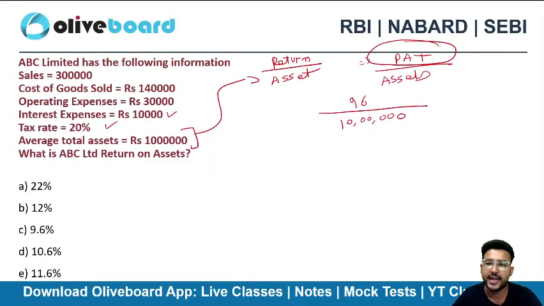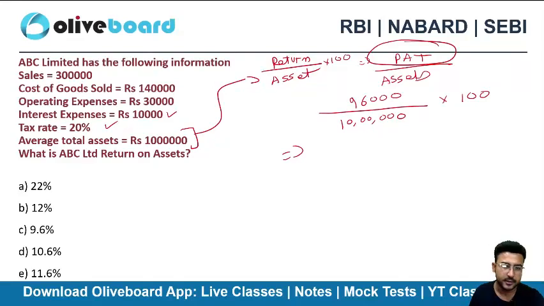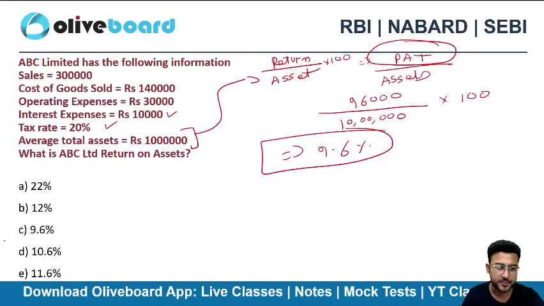So 96,000 divided by 10 lakhs multiplied by 100. So what will be my return on asset? It will be 9.6%. Option C is the correct choice here. 9.6% is the correct choice here.